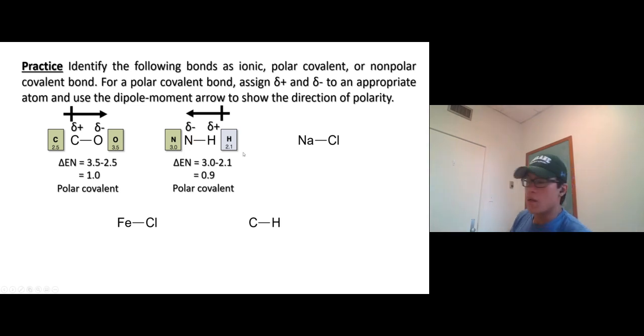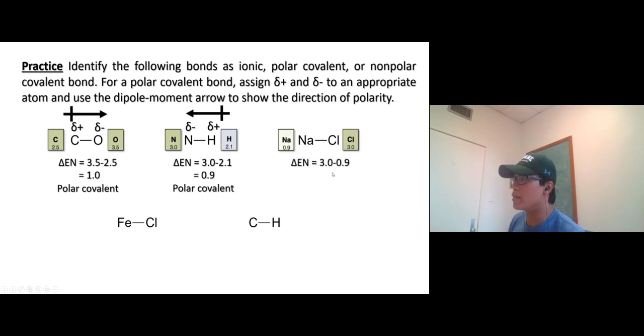Here we go, sodium chloride. Sodium is 0.9, really low, and chlorine at 3 is really, really high. The difference is 2.1, which is above 2. This is an ionic bond. For an ionic bond, one of them is going to be a cation and the other an anion. We can't really use partial positive and partial negative, because the charge is a real charge, not a half charge or partial charge. In this case, it's going to be positive and negative. This is an ionic bond.